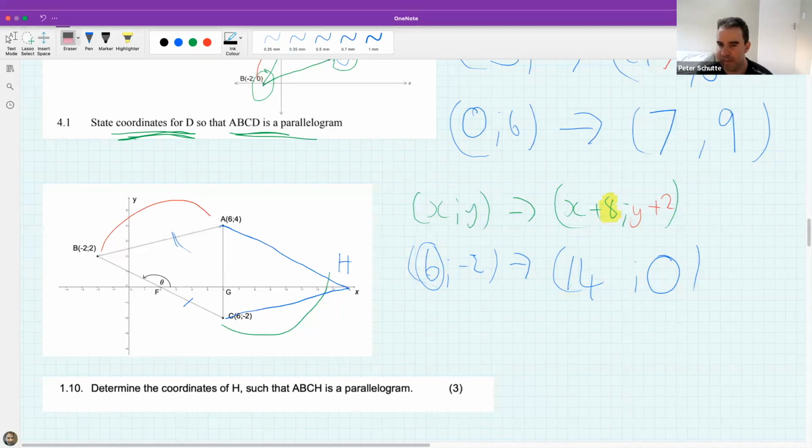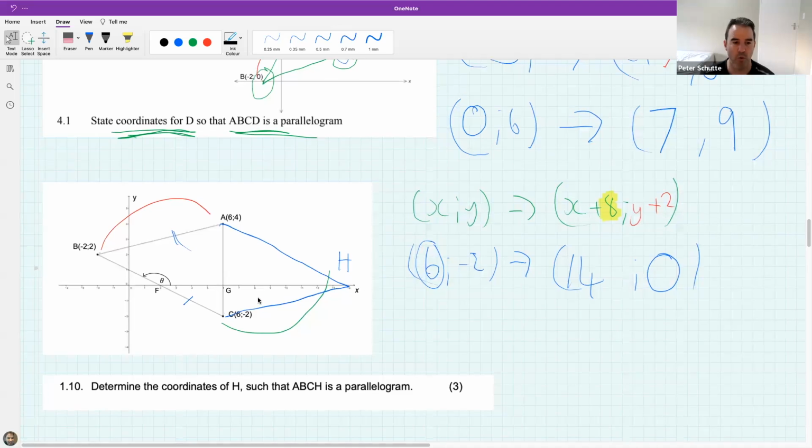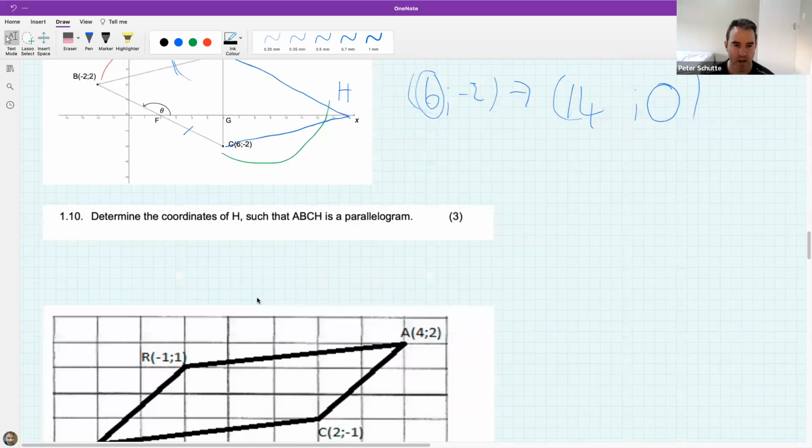Okay, give me a thumbs up if you feel like you can find the missing point in a parallelogram. Thumbs down if you feel a bit unsure about that. And again, if you are unsure, remember you can watch the recording and just go back and do it again. So I think that was cool.